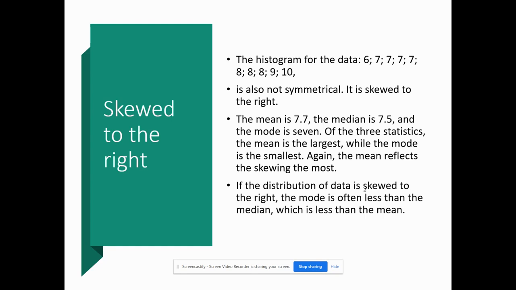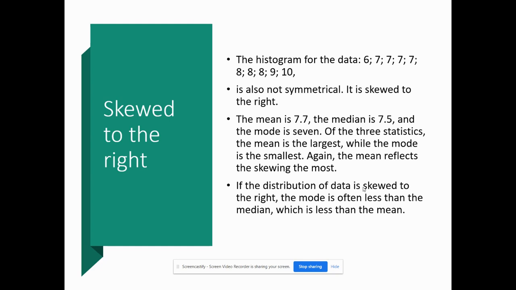We can also have skewed to the right. So look at the data 6, 7, 7, 7, 7, 8, 8, 8, 9, and 10. It's not symmetric. It's skewed to the right, because for this data set, my mean is 7.7, my median is 7.5, and my mode is 7. For these three statistics, my mean is the largest one. Then it goes median, and then it goes mode.